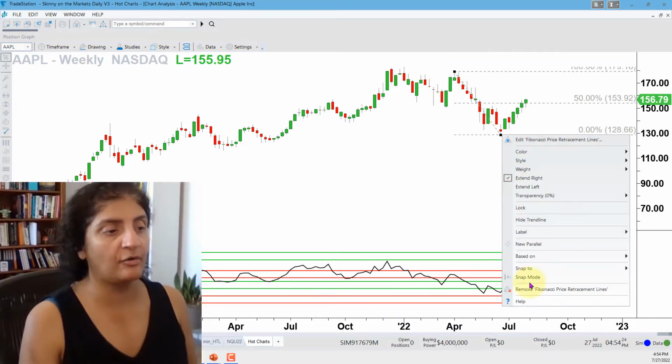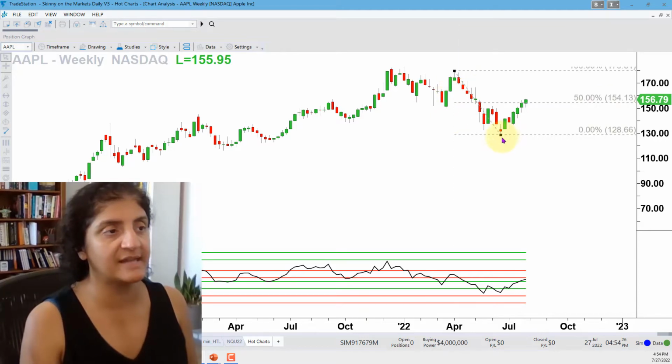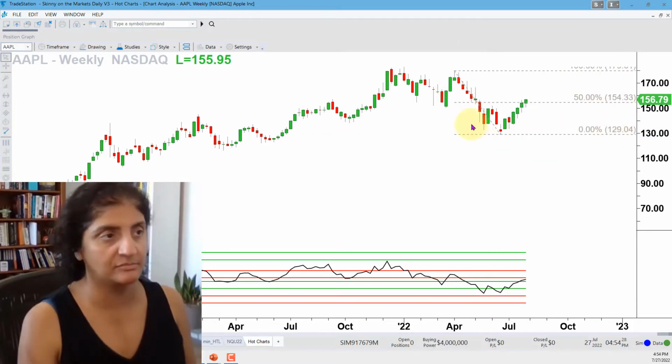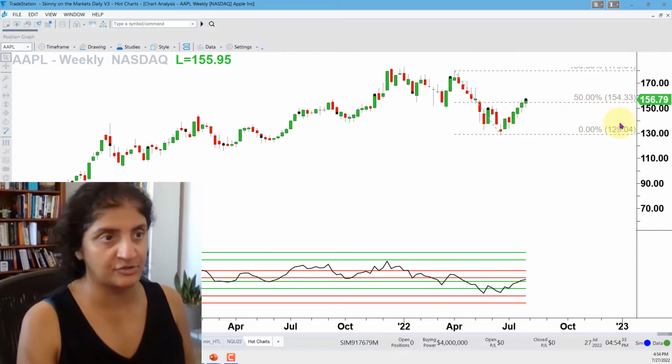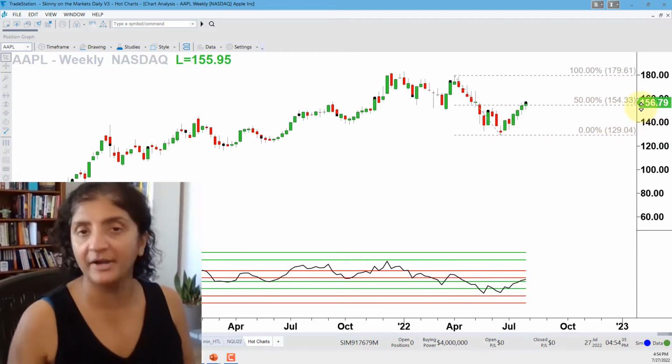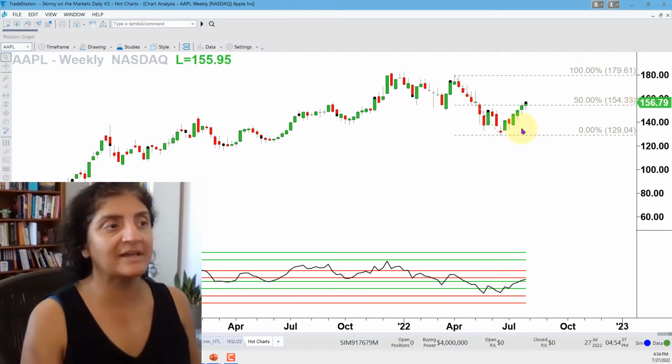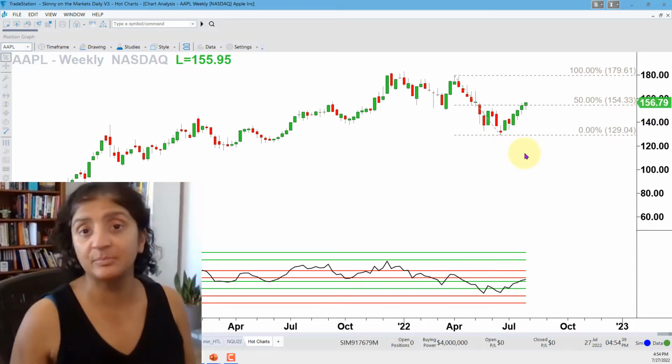One is what I call the 50% retracement. This is a Fibonacci as well as a Gann number. Gann is G-A-N-N. Gann was a trader in the early 1900s who did excellent work on commodities and other markets. And one of the levels that was important to him was the midpoint of a move.